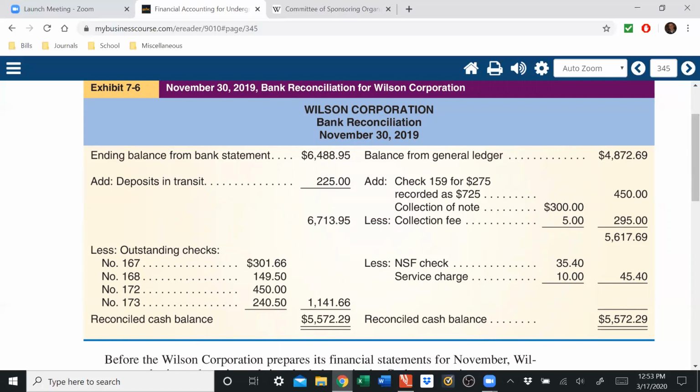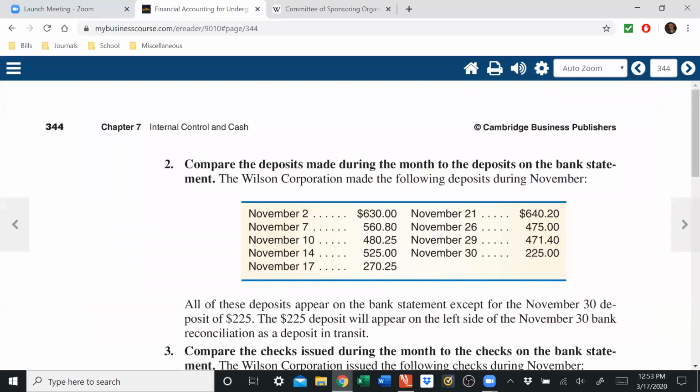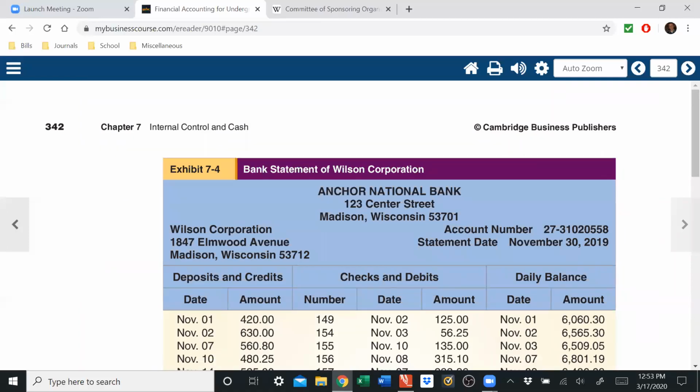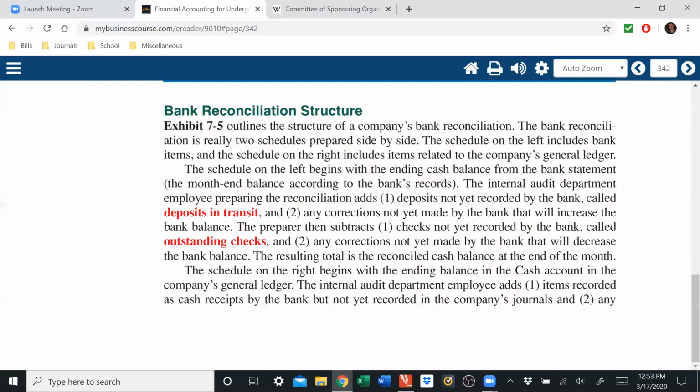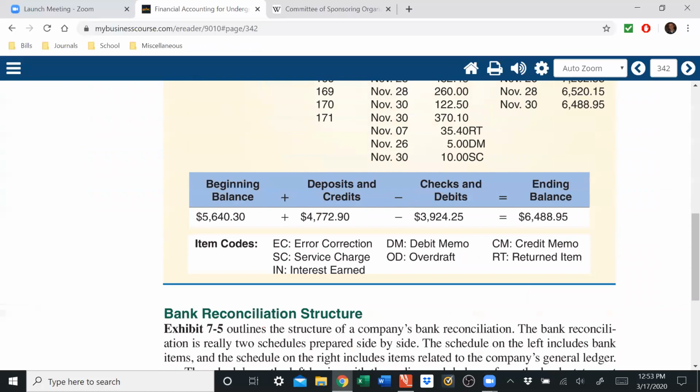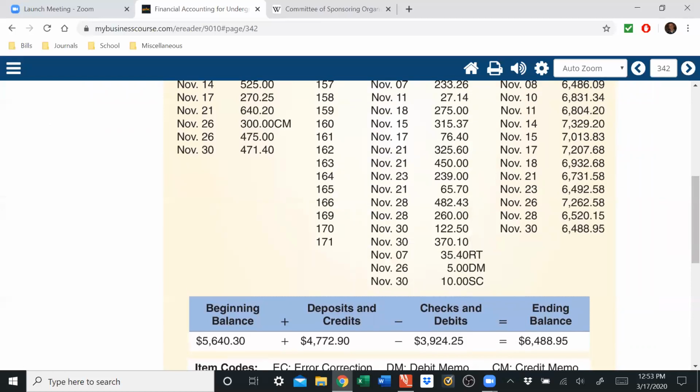And then what do we add? We have to add the note. The bank collected a $300 note for us, but subtract the fee. They charged a $5 fee for collecting it, right? If we go back to the bank statement, there's the $300 note they collected, and then there's the $5 fee they charged us for collecting that note, right there.